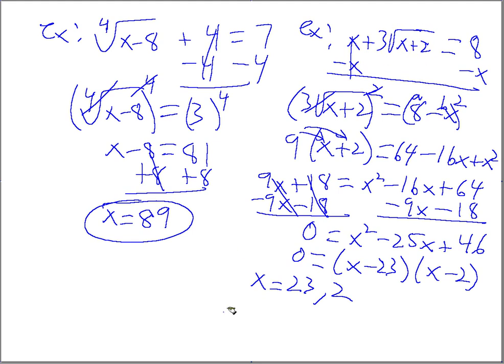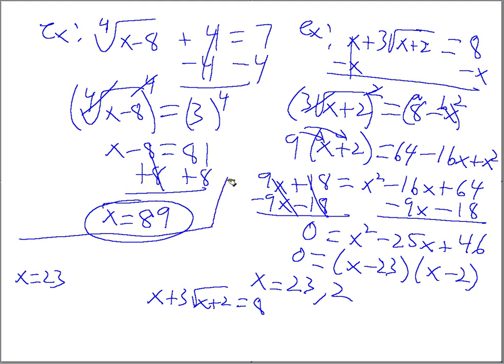But go back to the original equation. Let me recopy it down here. The original equation was x plus 3 radical x plus 2 equal to 8. You got these two answers of x. Let's plug them in to check. Let's start with x equal to 23. Let me continue since I'm running out of space here. Let me separate these two problems so you can see it more clearly.